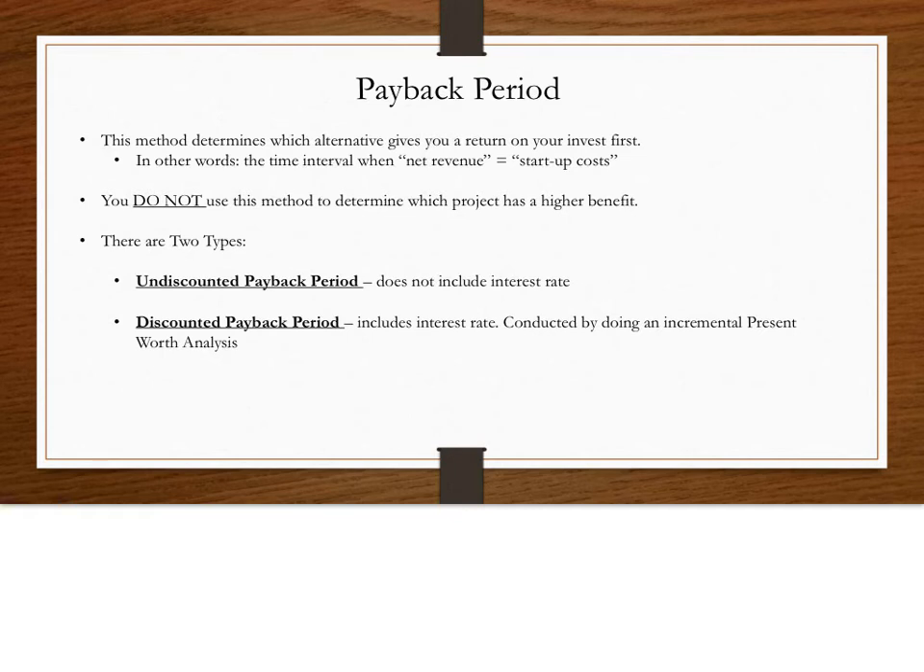There are two types. The first is undiscounted payback period, which does not include interest rate, so it is much simpler. The other is the discounted payback period, which includes interest rate, and is conducted by doing an incremental present worth analysis.